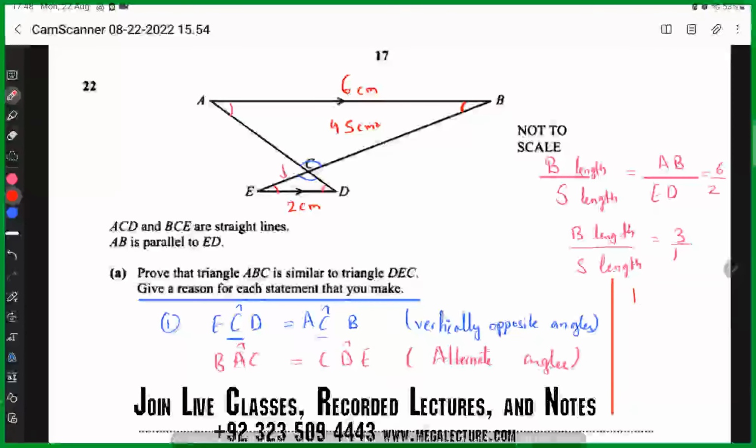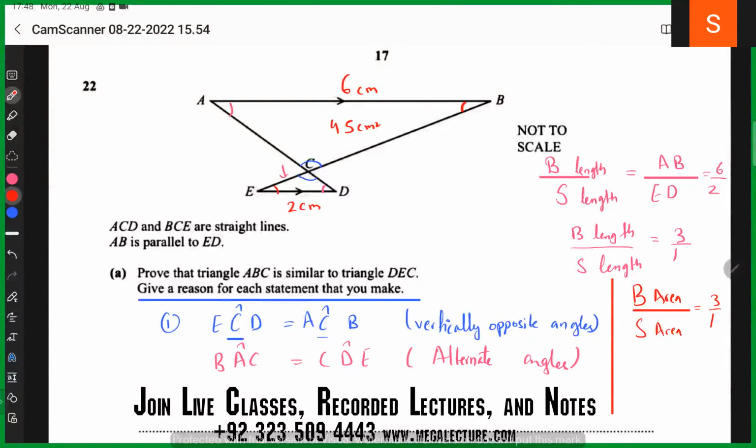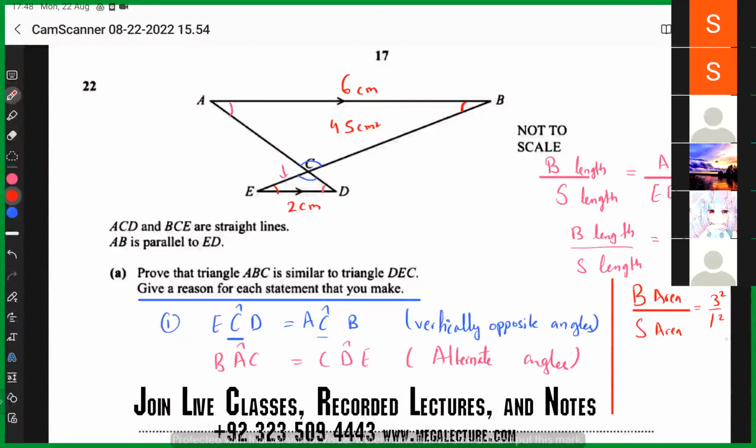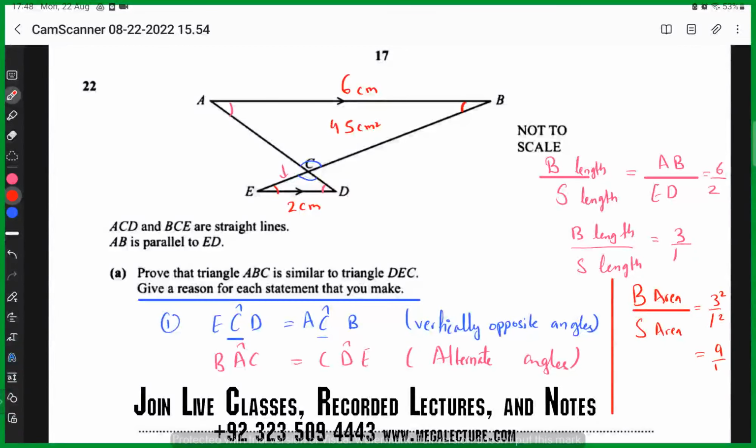Yes. For area, the area of the bigger triangle divided by the area of the smaller triangle, what do we do? If it's 3:1 for length, I am supposed to square both sides, okay? So this time around, I would be squaring both the numerator and denominator, and this is going to give me 9/1. This is how we have discussed this in the ratio chapter, okay? When two lengths are same and we are able to make the ratio, that is fine. But you cannot use the length ratio to find out the area. You need to have the area ratio first, okay?